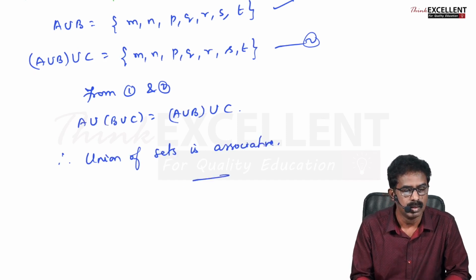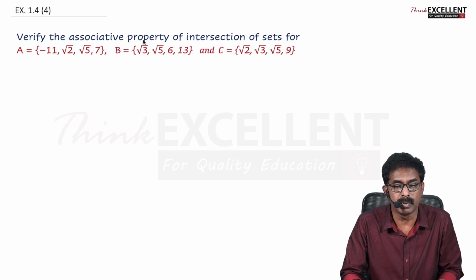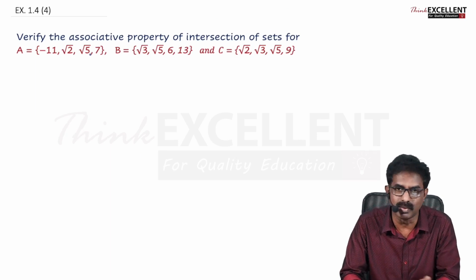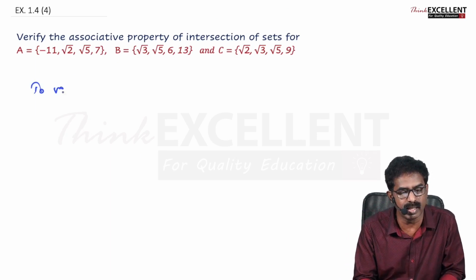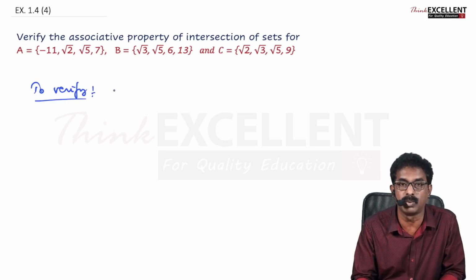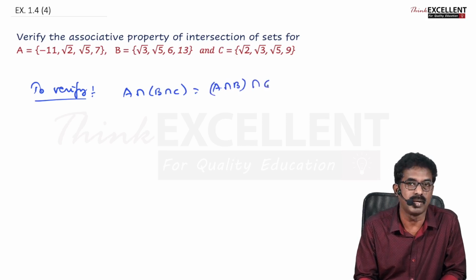Okay. See the next question. Verify the associative property of intersection. Here also they have given everything in roster form. Very simple. So what do we verify here? Here the sets are A, B, C only. Intersection is associative. So A intersection (B intersection C) equals (A intersection B) intersection C, right? We have to verify this.